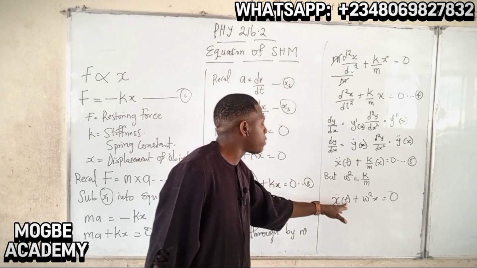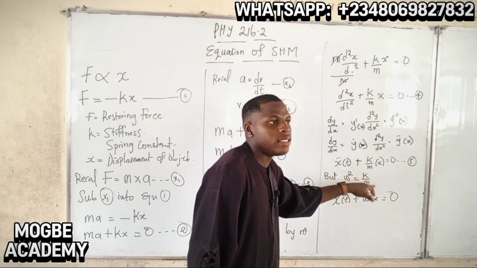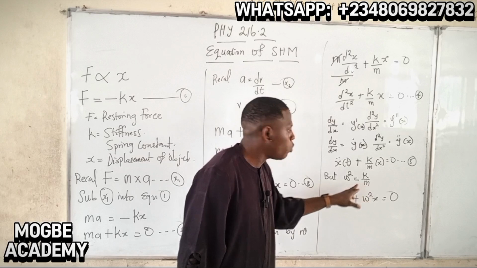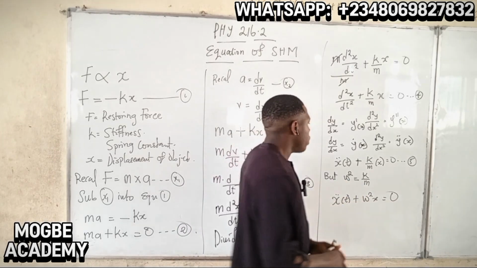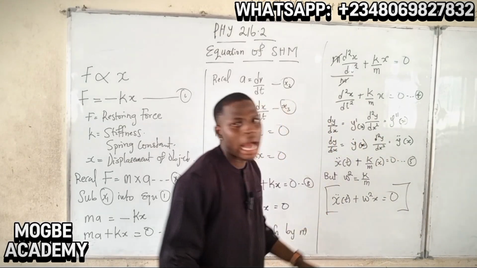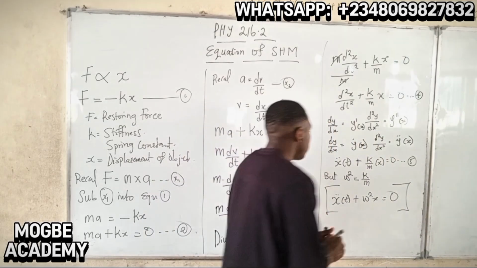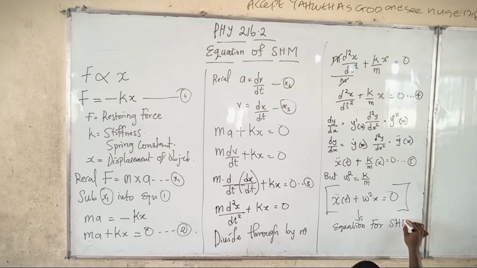We are differentiating with respect to time. Your W square simply stands for your stiffness divided by your mass, which is W square. Now, basically, this is the equation for simple harmonic motion. Are we together? So this is the equation for simple harmonic motion.